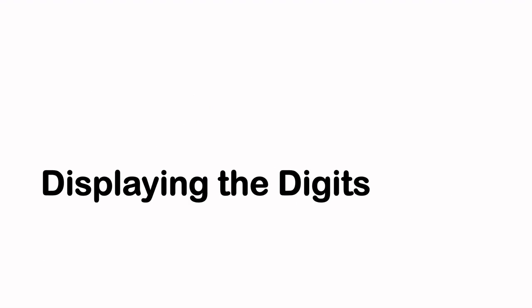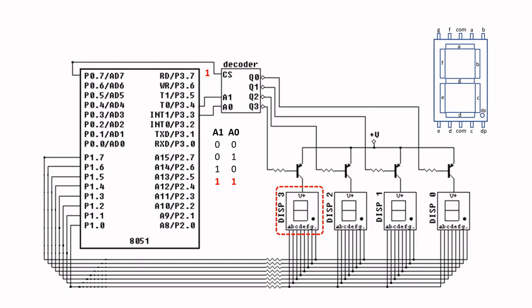Let's look at how we display the digits. Now, let's focus on using this display number 3. So we set A0 to 1, A1 to 1, and CS to 1. So that would be active now. Now to display any information on the display here, we need to supply the binary information from port 1 to the 7-segment display here.